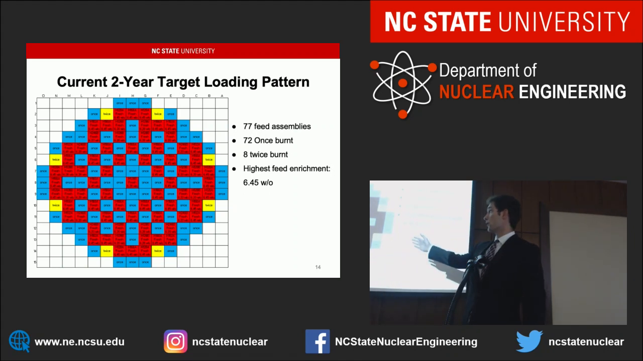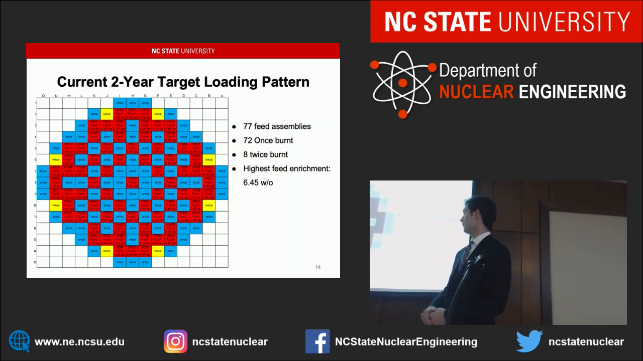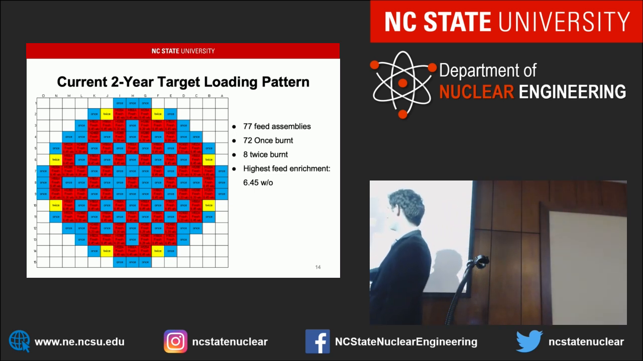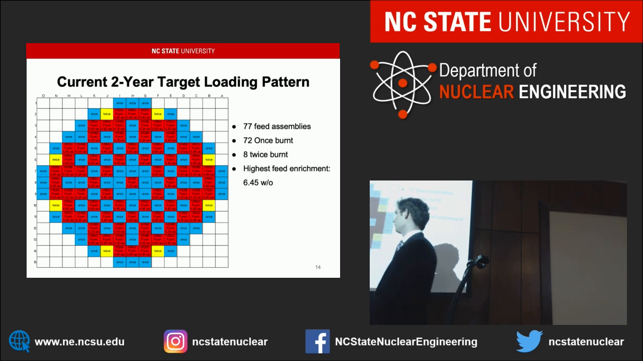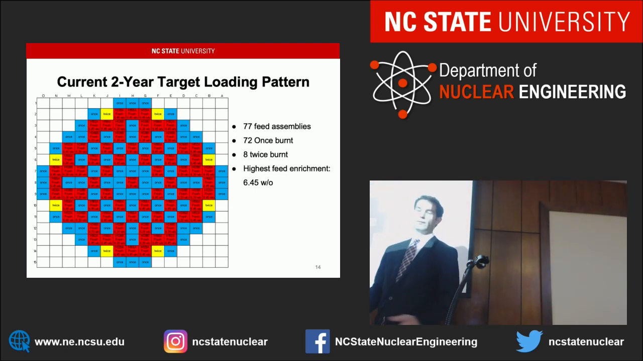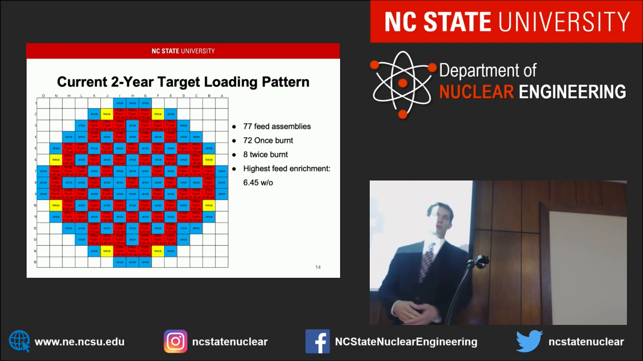So this is our two-year cycle design, and the unique thing about this is we now took enrichments up to 6.95%. As you can see here, the picture doesn't show very well, but the red colors, we actually have a ring around the outside of 6.45%. Then this second inner ring is actually 6.2% enriched fuel. And then we have 6.45% enriched fuel again. And we changed these enrichments to meet our peaking limits. Additionally, each of these assemblies has various GAD patterns ranging anywhere from 2 to 8% gadolinium in the assemblies.